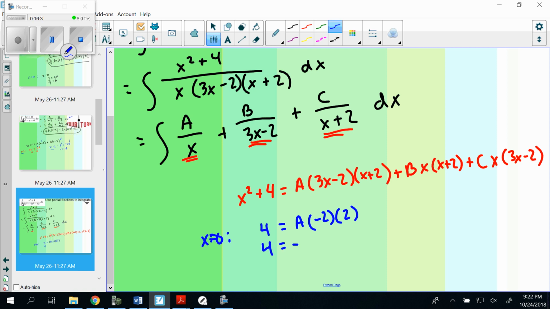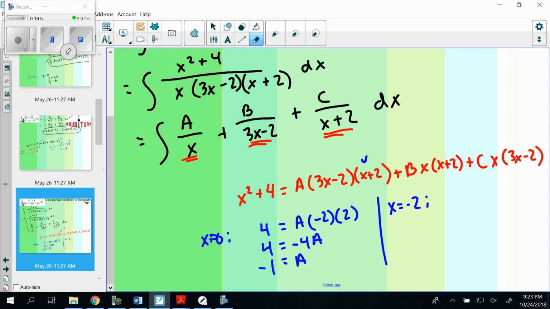That's 4 equals negative 4a. And a is going to be negative 1. Okay, another number here that would make this equal 0 would be negative 2. If we put negative 2 in for that x, it would eliminate. So let's see what this equals at negative 2. So now we're plugging negative 2 in for every x.